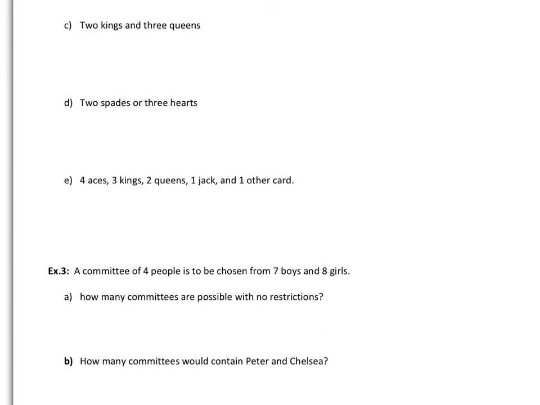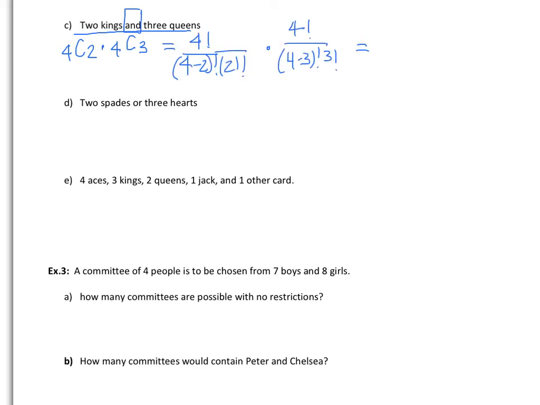Now we're going to take a look at part C, which should be on the next page of your booklet. So we're looking at ways to choose 2 kings and 3 queens. Well, in a deck of cards, there are 4 different kings that we can choose from, and we are looking to choose specifically 2. So that is 4 choose 2. And since we're looking for and 3 queens, we're going to multiply that by 4 queens, choosing 3 of them. And once I type that into my calculator, that's going to be equal to 24.